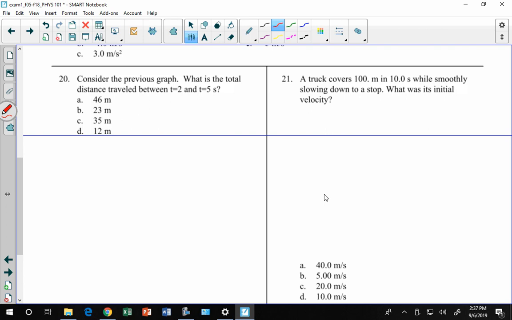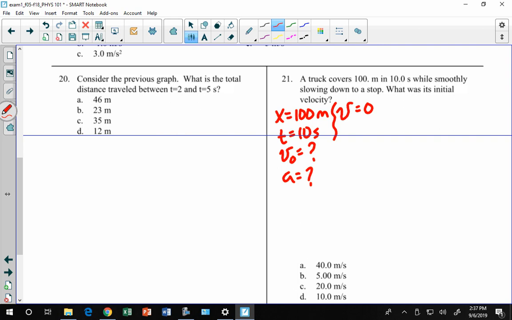A truck covers 100 meters, so X is equal to 100 meters, in 10 seconds while smoothly slowing down to a stop. What is its initial velocity? So V naught, I don't know what that is. I also don't know what A is. The acceleration is not given. I know it's stopping, but I don't know what the acceleration is. Is there anything else that I know in this problem? I know the final velocity, right? It comes to a stop, so v final is equal to 0.